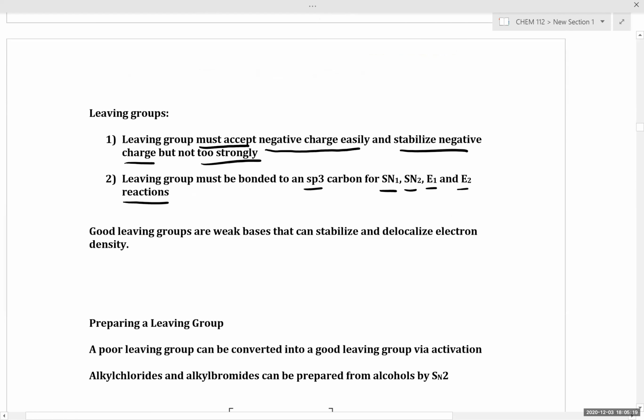In general, good leaving groups are weak bases that can stabilize and delocalize electron density. In general, good leaving groups, which we'll abbreviate as LG, are bad nucleophiles.